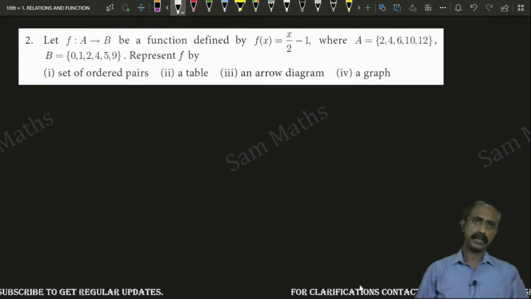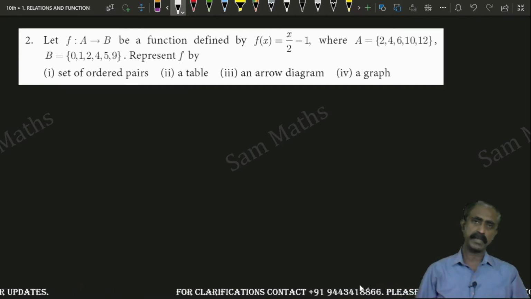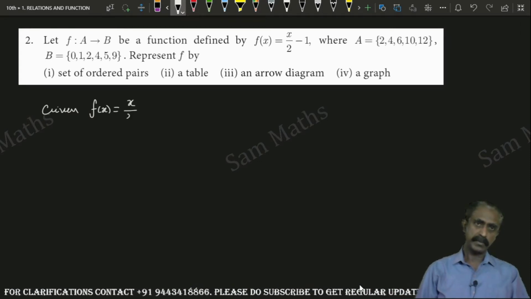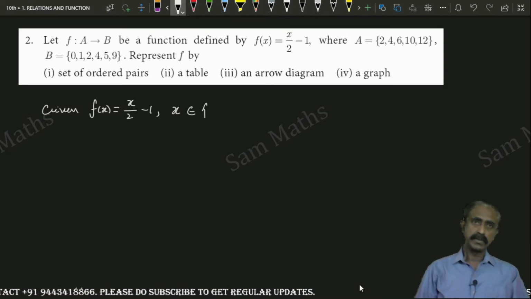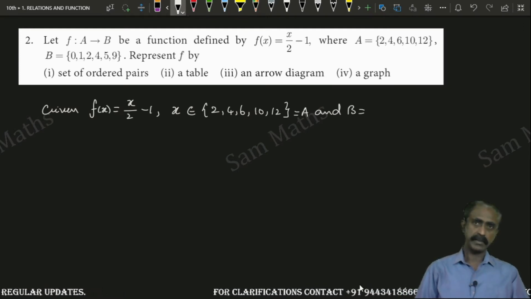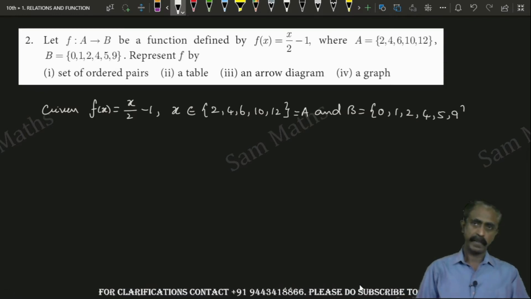Second question, let f from A to B be a function defined by f of x is equal to x by 2 minus 1. Given f of x is equal to x by 2 minus 1, here x belongs to 2, 4, 6, 10, 12. This is A set, and the B set is given by 0, 1, 2, 4, 5, 9. Now we have to find the corresponding images.